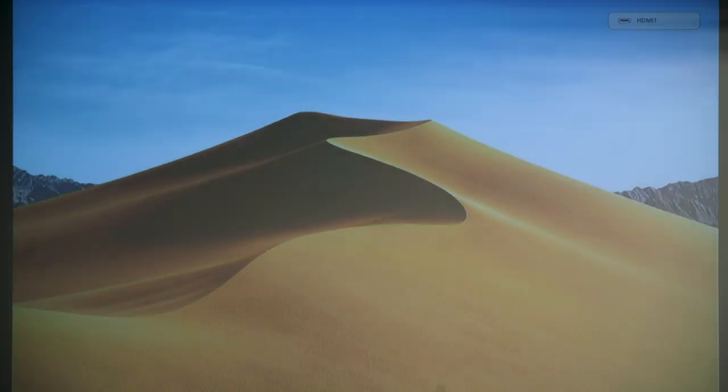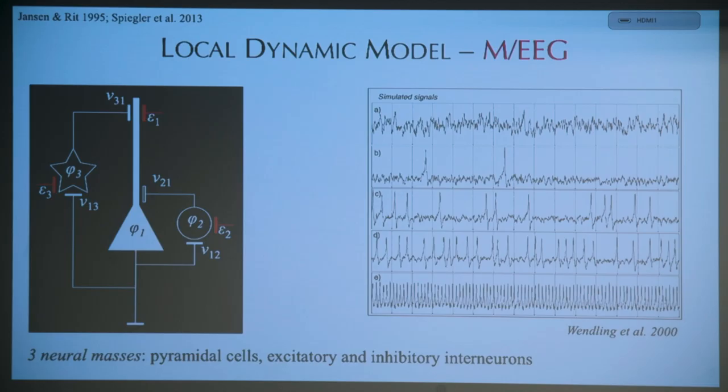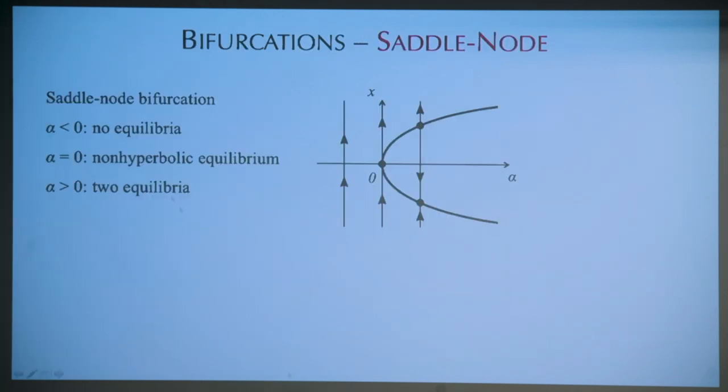And we start with the model that I showed at the beginning. I can show it again. It is this model that I'm talking about. So we have here the pyramidal cells and then the interneurons, excitatory and inhibitory. I will surely go back.